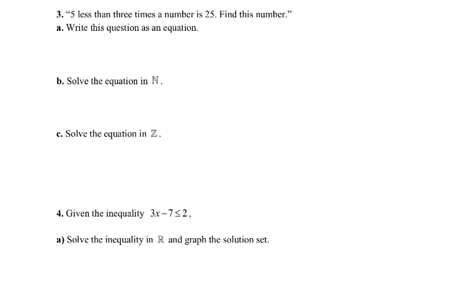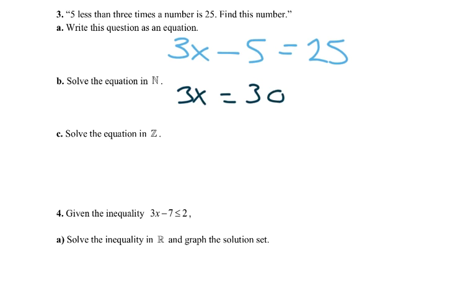Question 3 then. 5 less than 3 times a number is 25. So if that number is x, 3 times that number is 3x, and 5 less than that would be 3x minus 5, and we know that this is equal to 25. Solve the equation in n. Well, first we solve the equation, then we worry about n at the end. So 3x is equal to 30 when we add 5 to both sides. Then we divide by 3, and we end up with x is equal to 10.